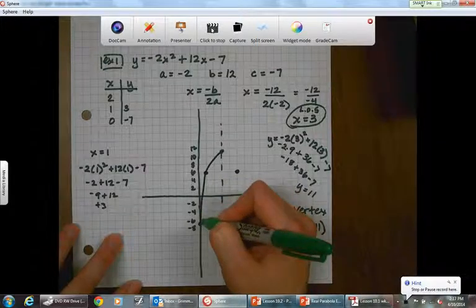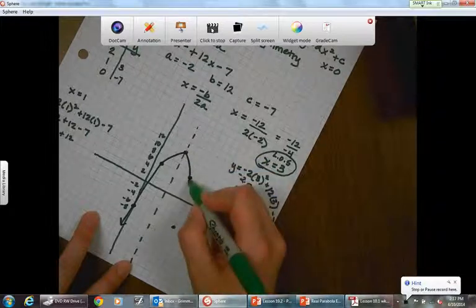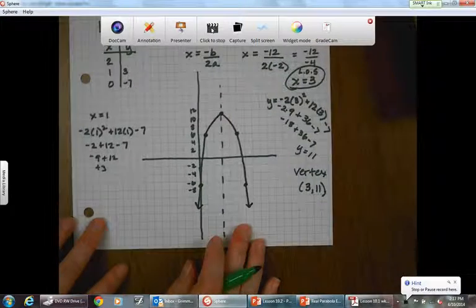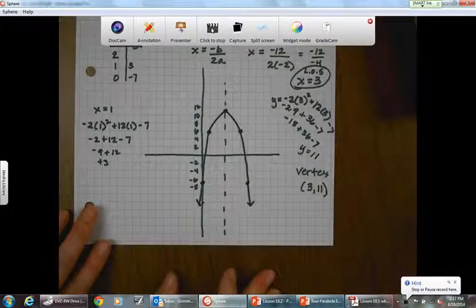So now we're going to go ahead and draw it in. I have to turn it here a second. Okay, notice that I'm ever so slightly making this go out. So it's not just going down. I'm going out just a little bit.